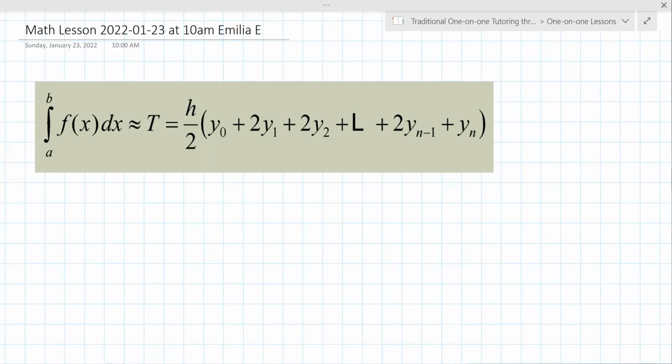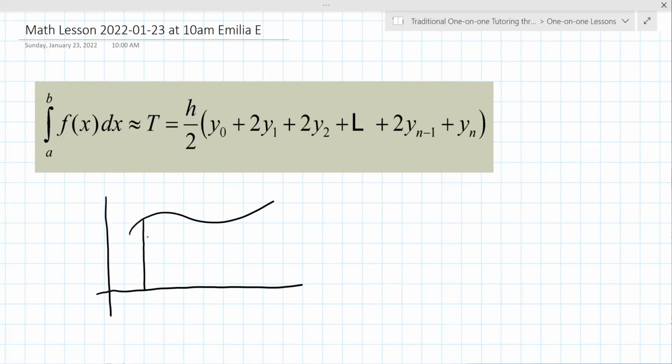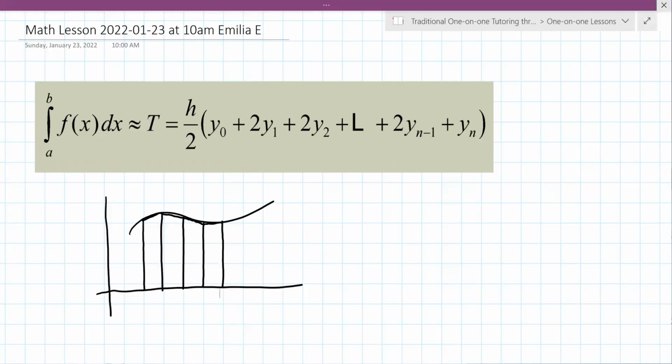Trapezoidal rule, and I'll just give you a brief review on it. Assume you have some sort of a curve here that you're trying to find the area of. The way it works is that you draw a trapezoid instead of a rectangle. So you connect these two endpoints, and then the next one might connect down here. The next one might connect there, and so on. And it's a better fit than the other ones.